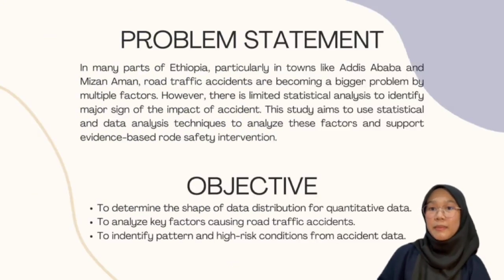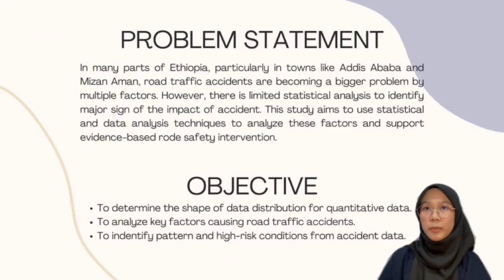The problem statement is, in many parts of Ethiopia, particularly in towns like Addis Ababa and Mizan Aman, road traffic accidents are becoming a bigger problem due to multiple factors. However, there is limited statistical analysis to identify major signs of the impact of accident. This study aims to use statistical and data analysis techniques to analyze these factors and support evidence-based road safety intervention.